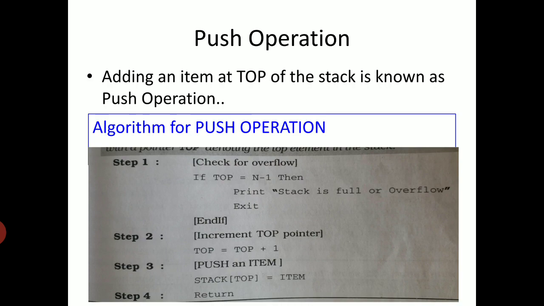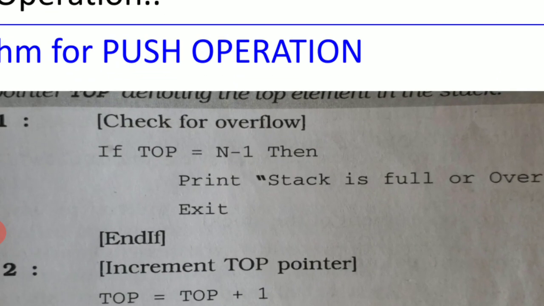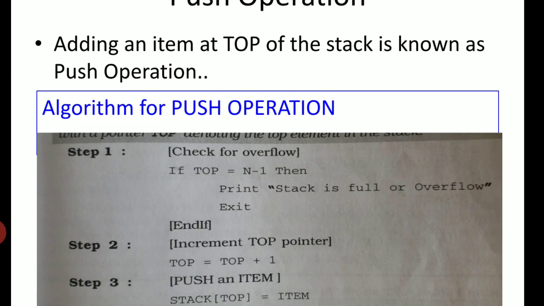Let us concentrate on its algorithm. We have its algorithm in 4 steps. We'll concentrate on the first step. In the first step, here it is given, step 1, check for overflow. Before you add an element to the stack, the first process or our first job is to check whether the stack is full or not. If it is full, you cannot add any item because it has a certain limit.